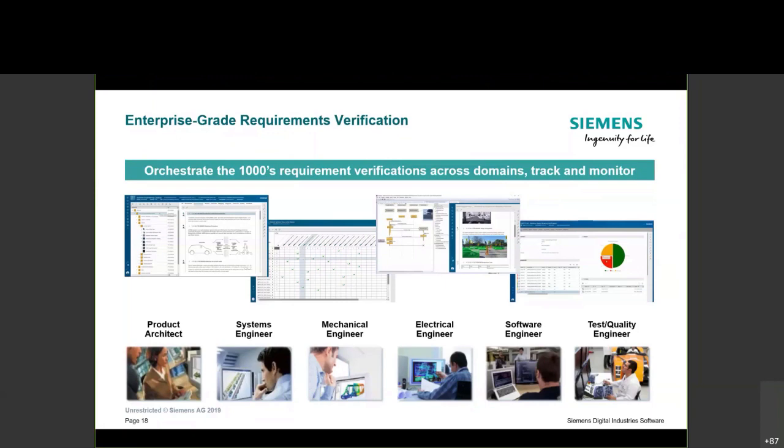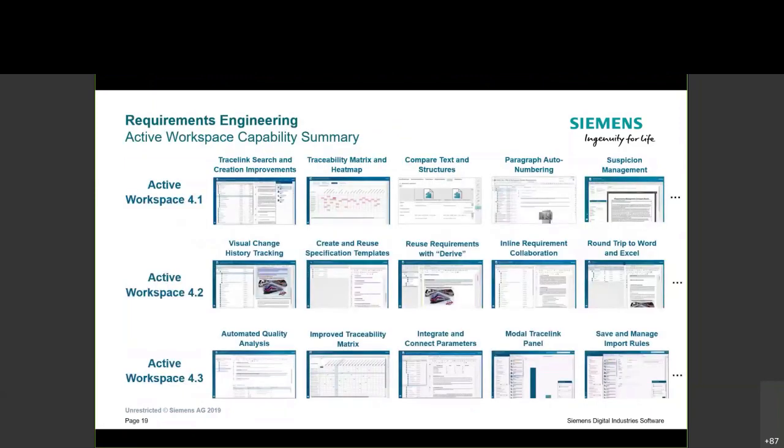Okay, so enterprise grade requirements verification. Now, if you look at how much capability we have at Siemens, we've got quite a lot. This is just a summary slide going through the last few releases of Active Workspace. It starts from doing a good job and providing a great user experience related to the authoring of requirements, their traceability, obviously enabling reuse of requirements, and providing templates so you can enforce the way you want your engineers to create these requirements. And then import-export.